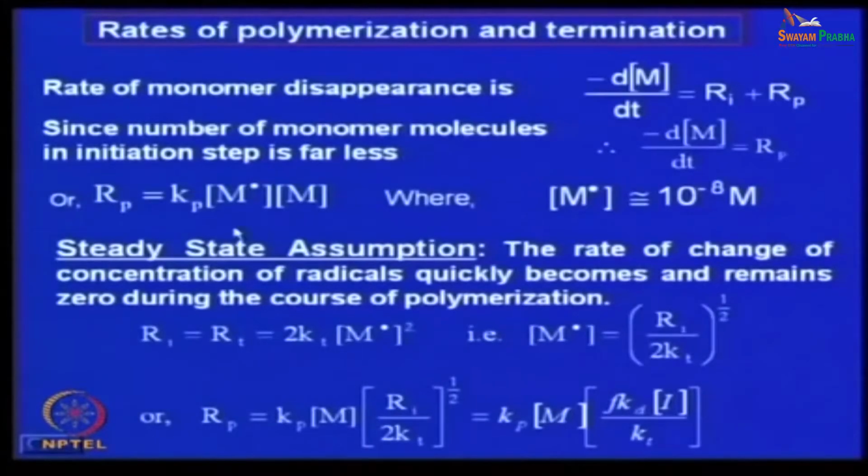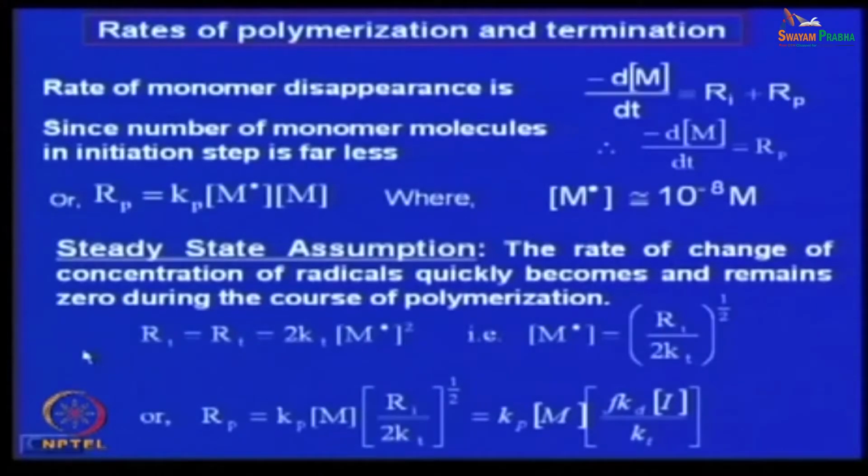Otherwise, one cannot get a polymer chain, one cannot get a polymerization product. In order to evaluate this concentration, a steady state assumption has been made. What is that? The rate of change of concentration of growing chain radicals quickly becomes 0 and remains 0 during the course of polymerization.